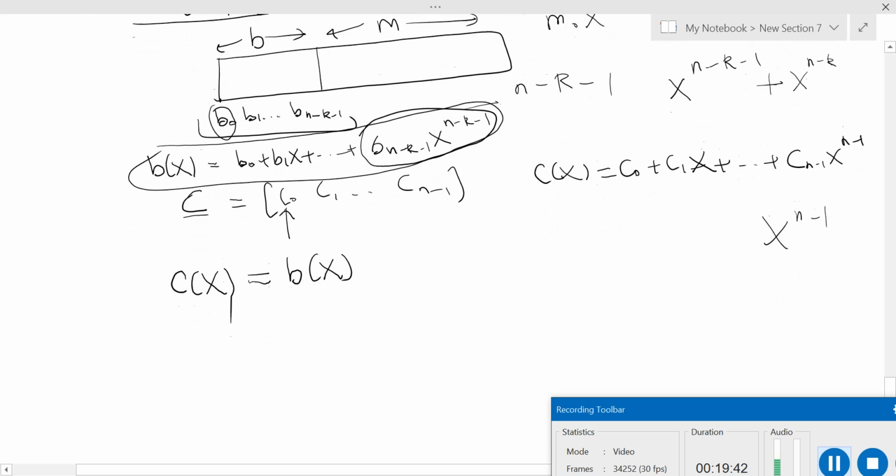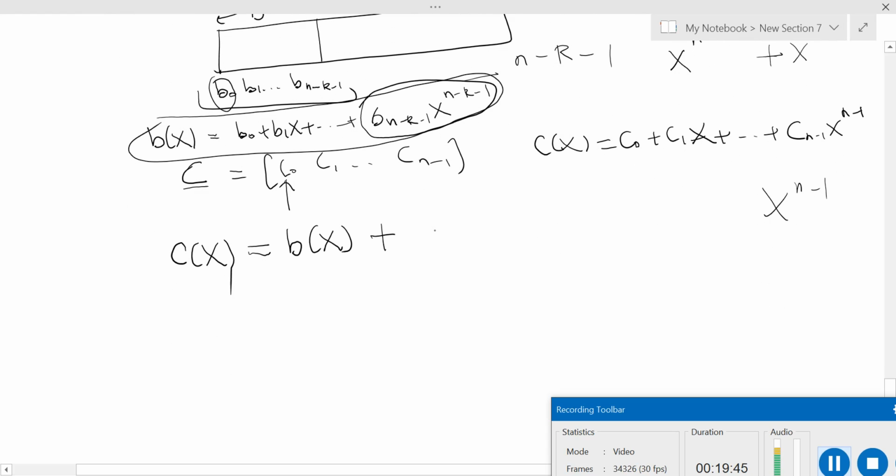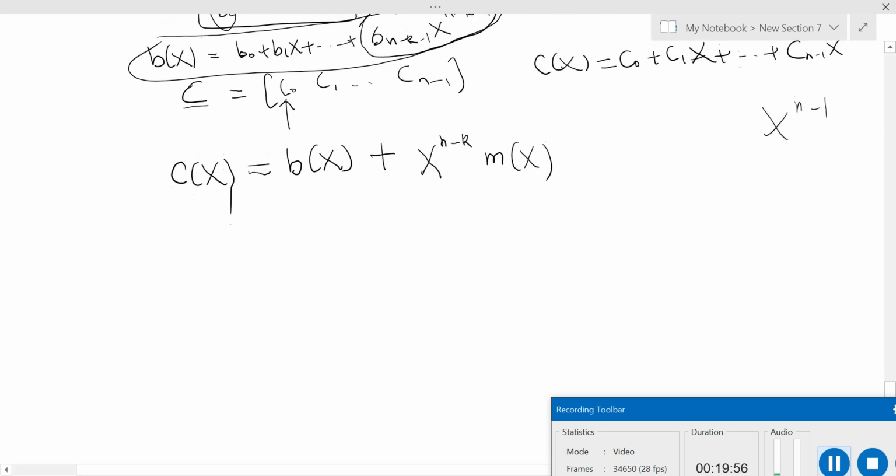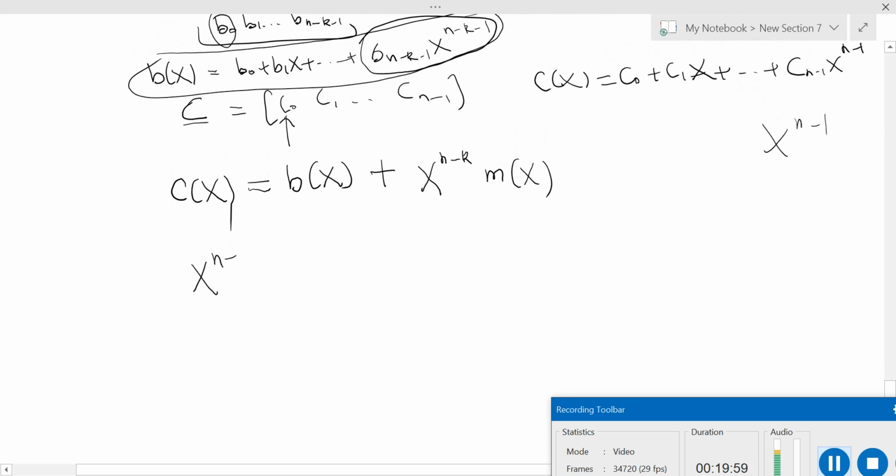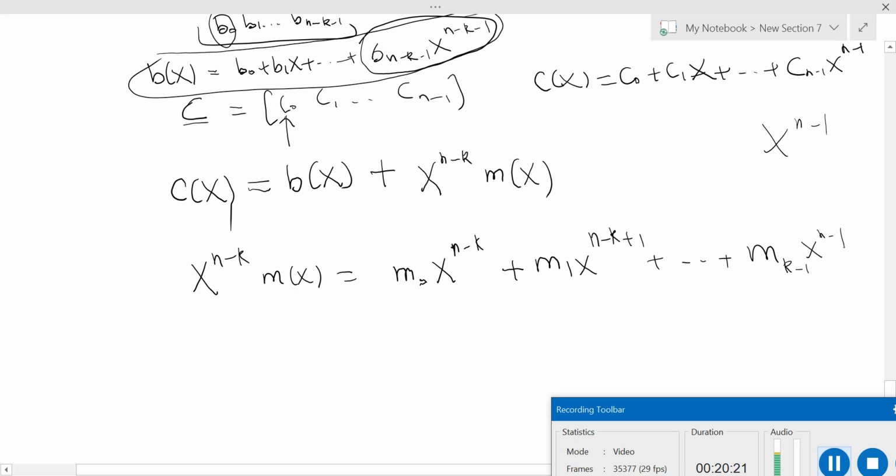So what is the solution? To represent the code polynomial in terms of the message and parity polynomial, you multiply the message by x to the power n minus k. Now you cross check. You will see x to the power n minus k times the message will become m0 x to the power n minus k plus m1 x to the power n minus k plus 1, and the last term will be m(k minus 1) x to the power n minus 1. This is what we want.